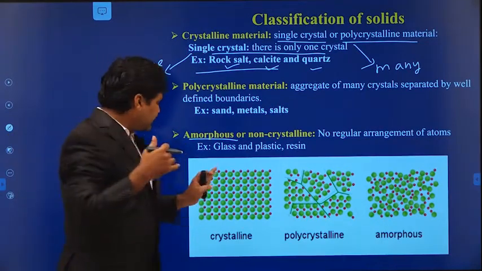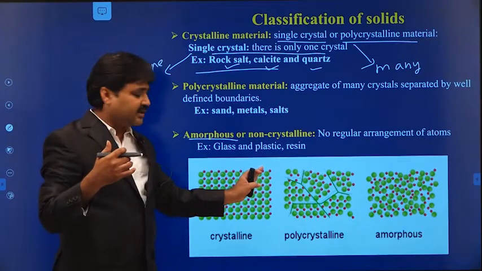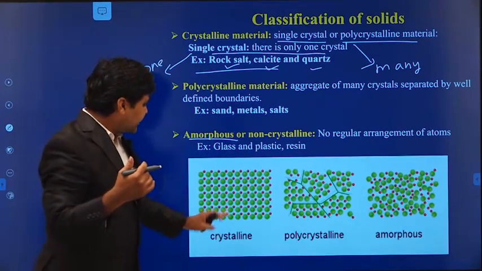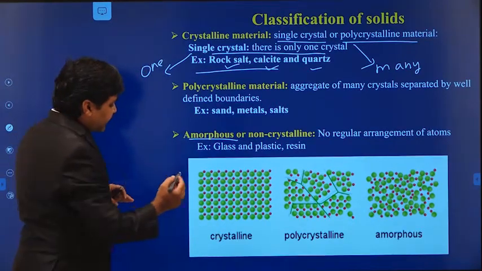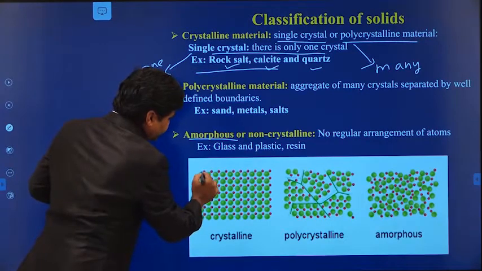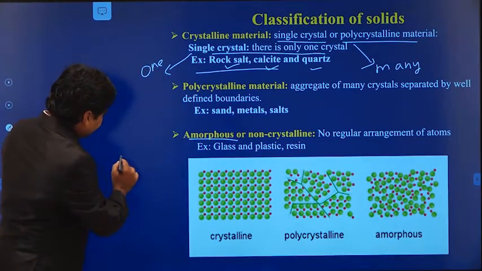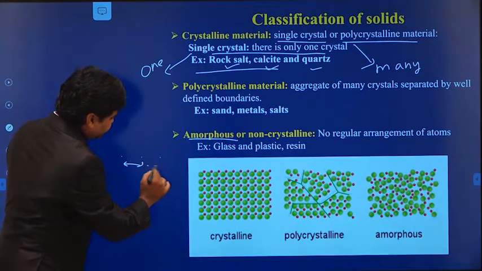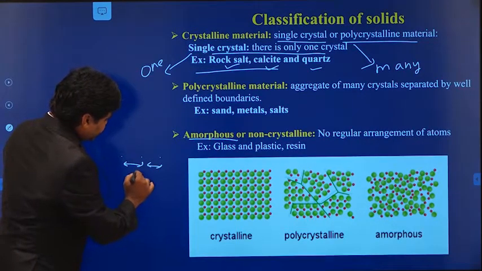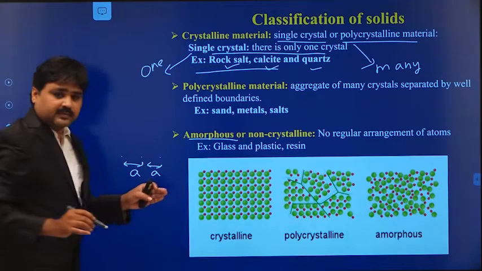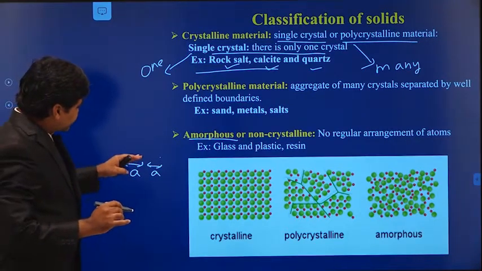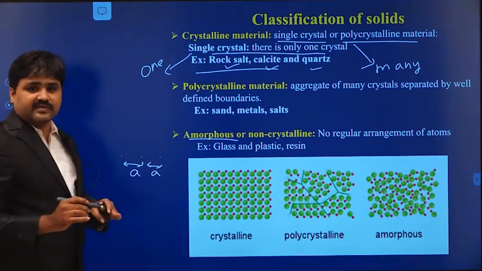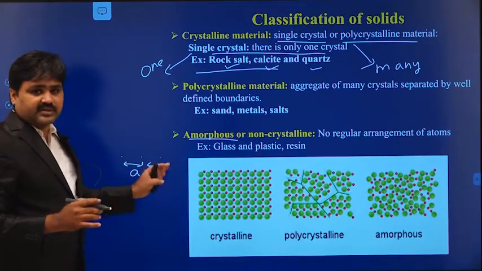So the same atom is repeating again and again. This type of material is called a crystalline material, and it is regular and periodic. That means the separation between the first atom and the second atom is the same as between the second atom and the third atom. This separation is called the lattice constant. That means they are periodic.